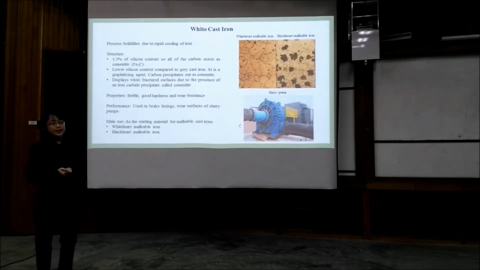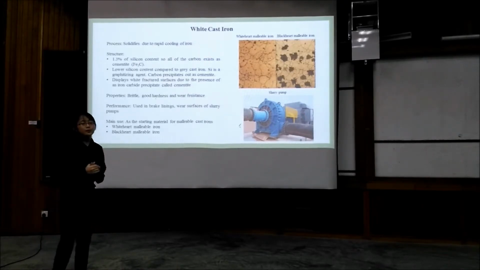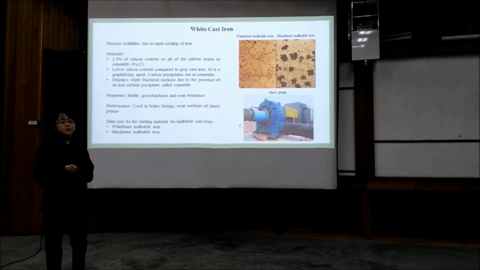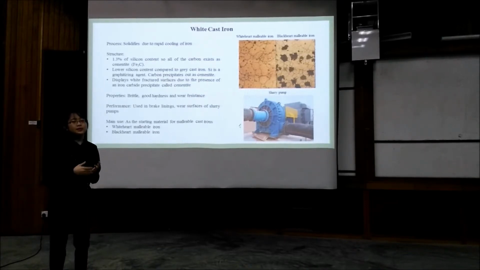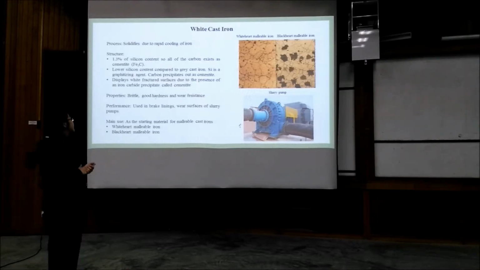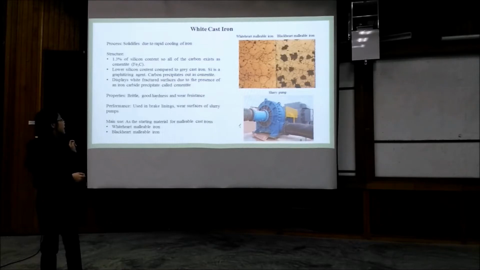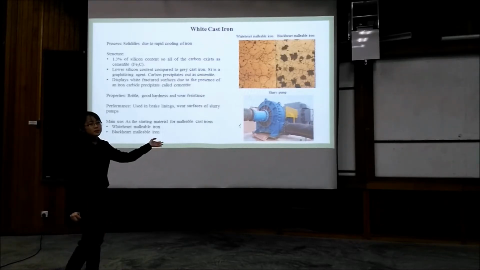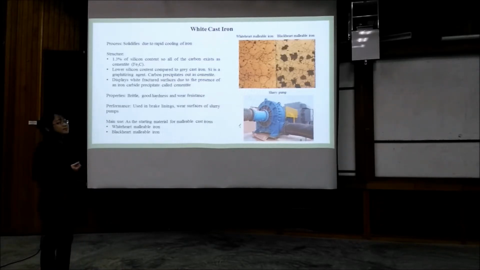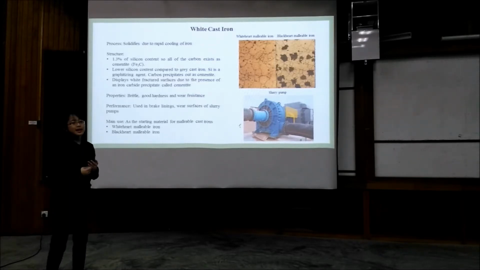The property of white cast iron is that it is very brittle. However, it has good hardness and good wear resistance. This is due to the large particles of cementite that give white cast iron good hardness and wear resistance. White cast iron is used in brake linings and wear surfaces of slurry pumps. This is an example of a slurry pump. However, the main use of white cast iron is as a starting material for malleable cast irons.